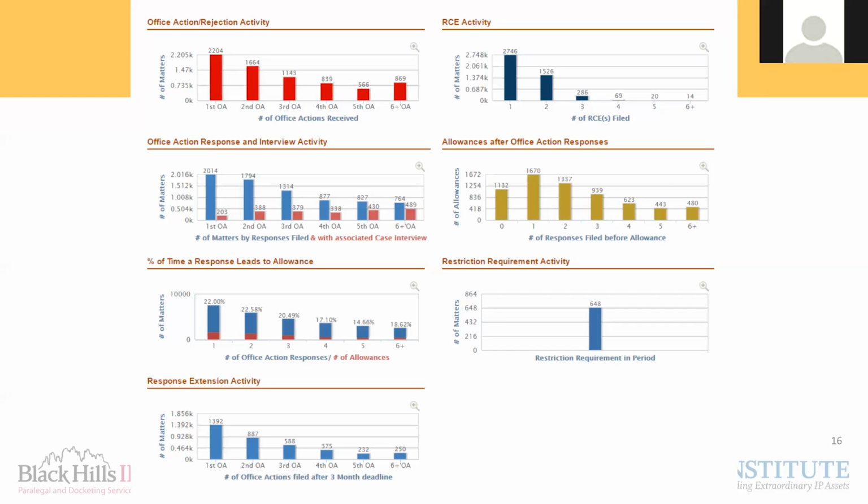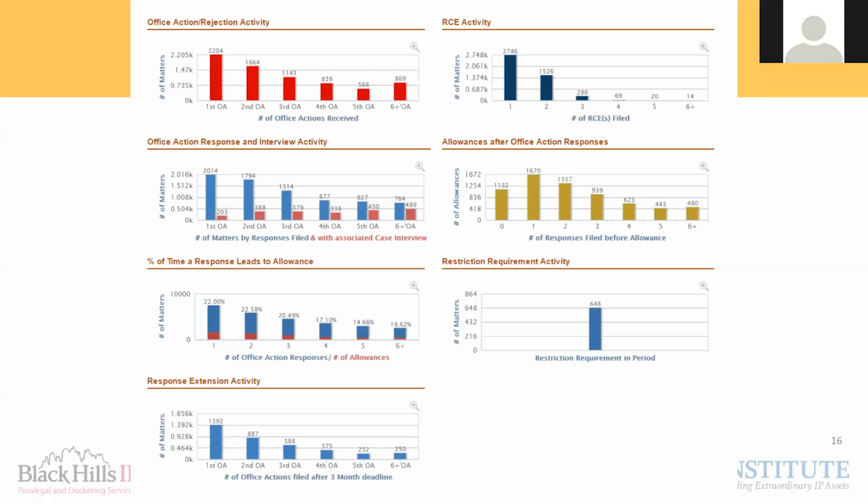Yeah, I agree with that. And again, I always like looking at that response extension activity to see where I can save some cost and get the most term for my buck. And again, I'm amazed by this one that the trend has gone down, but there was just that little uptick on the 6+ office action and the extensions. It went up to 250, a little bit up from 232 on the 5th office actions.